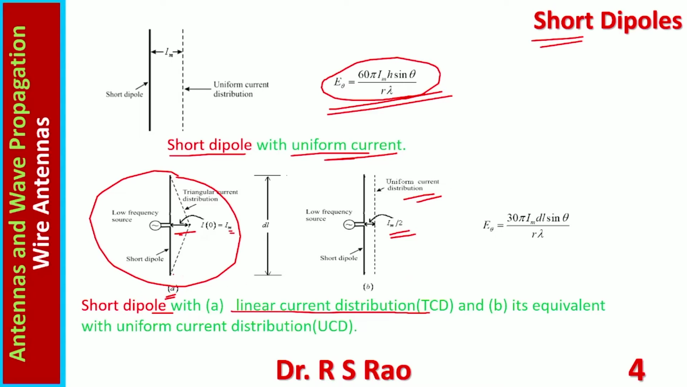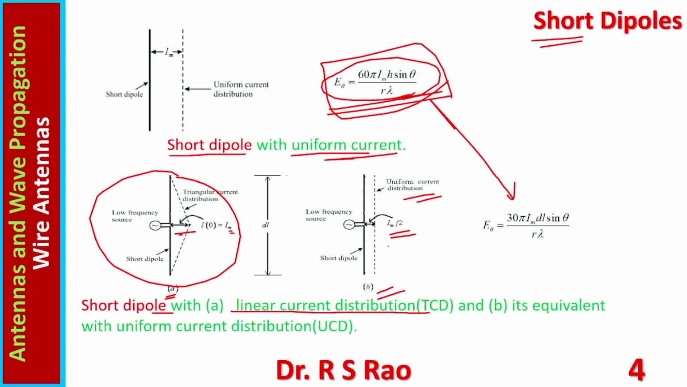Therefore, the radiation field intensity given by the actual short dipole with linear current distribution becomes equal to the field intensity given by the equivalent radiator whose length is dl, same as the original radiator, but current distribution is uniform with amplitude equal to Im by 2. The field intensity given by a radiator carrying uniform current distribution is E theta equal to 60 pi Im h sin theta by r lambda. This expression we have already obtained. We use this expression to write down the field intensity in the present case.